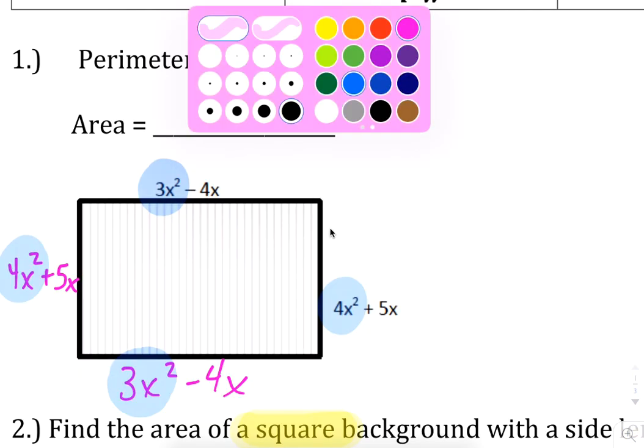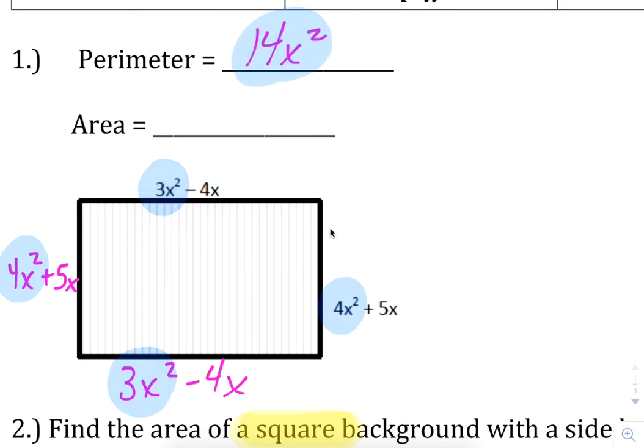Okay? All right, for my second one now, I need to add up all of the x's. So I have a 5 minus 4 is 1, plus 5 is 6, minus 4 is 2. So I have plus 2 x's. All right, I've used up all my terms. I've combined all my pieces. So 14x squared plus 2x is going to be my final answer. Take a second, write that down, and we're going to go on to area.